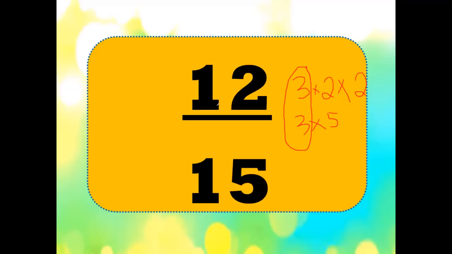So we're going to use 3 to divide 12 and 15. Let me clear this. So let's divide this by 3. 12 divided by 3, we have 4. And then 15 divided by 3, we have 5. So again, the simplified form or the lowest term of 12/15 is 4/5. Okay, next.